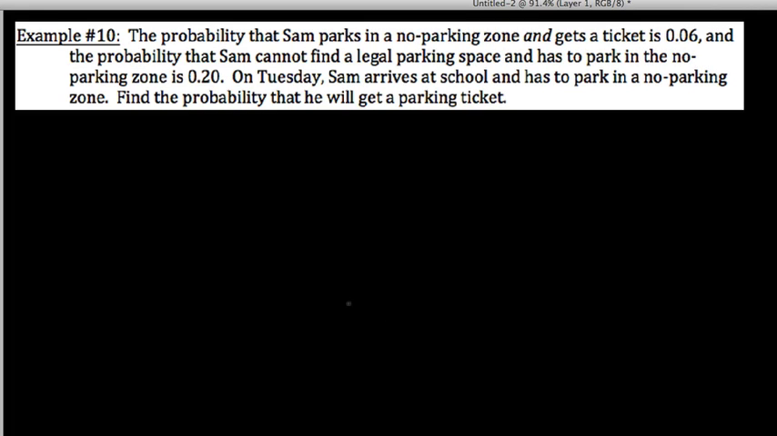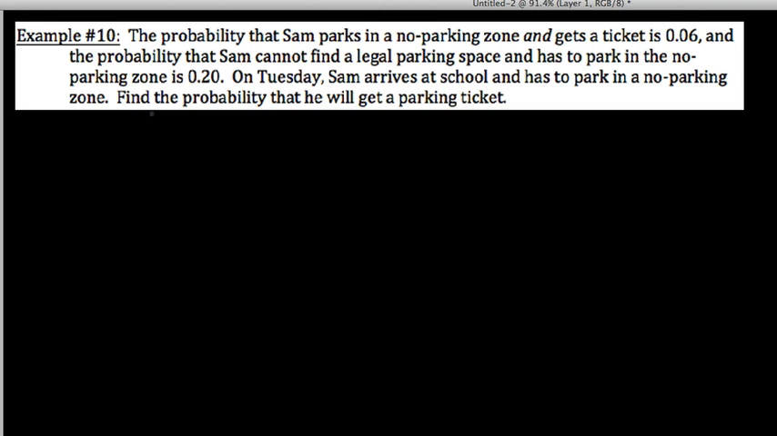Next on the docket is this one here. Okay, this is a fun one to do. It says the probability that Sam parks in a no parking zone and gets a ticket is 0.06. And the probability that Sam cannot find a legal parking space and has to park in the no parking zone is 0.20, or like 1 out of every 5 times. So it says on Tuesday, poor Sam arrives at school and has to park in a no parking zone. Find the likelihood that he'll get a parking ticket.